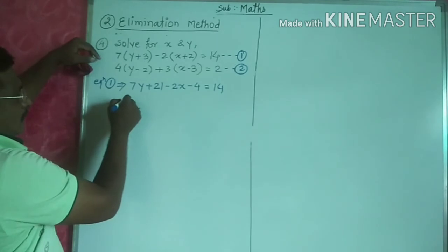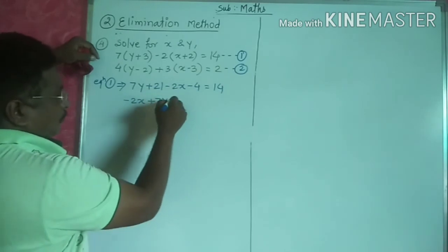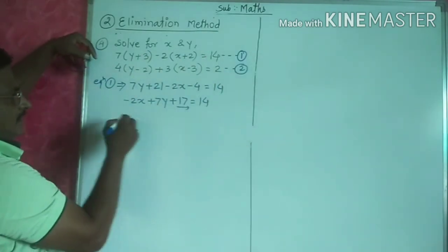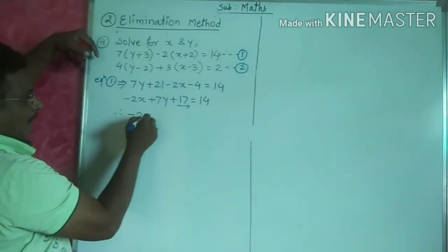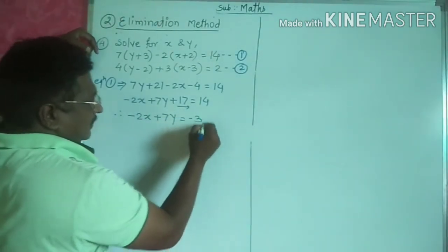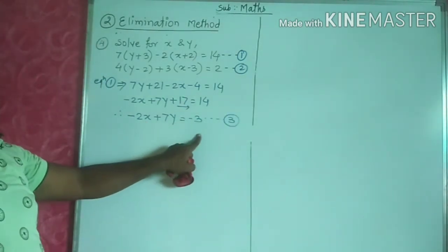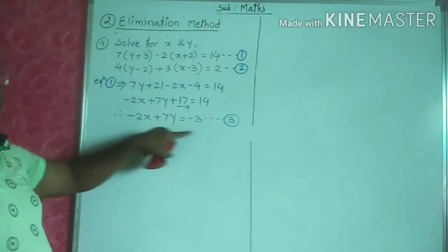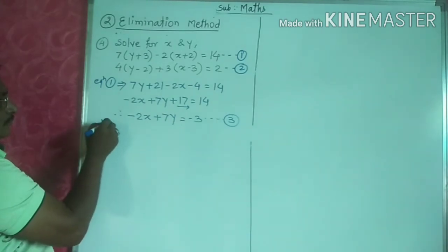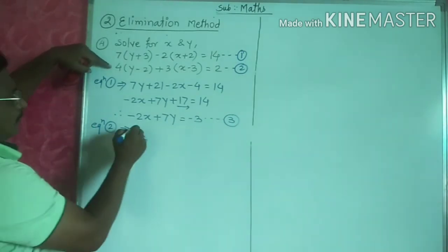So what will we get? Minus 2x plus 7y, 21 minus 4 plus 17 equals 14. Transfer 17 to that side. Therefore, minus 2x plus 7y equals minus 3. Now equation number 3. Now we got the equation. Got it? So first we have to convert into the form of an equation. Then equation number 2 has to be converted.